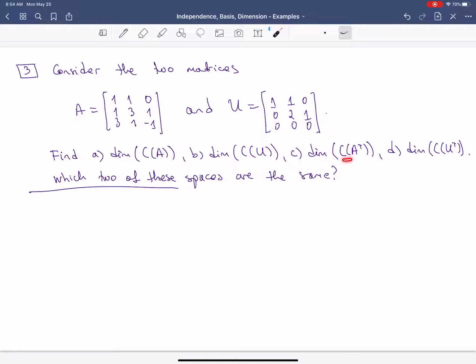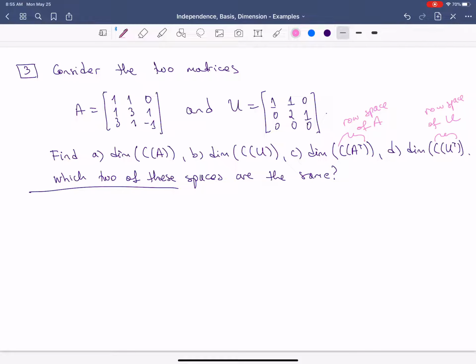Now, what about this C of A transpose? So the column space of the transpose of A. This is also referred to as the row space because you see, if I were to transpose the matrix A, its rows become columns of A transpose. So the column space of the transpose really describes the row space of the matrix A. So this is the row space of A. And similarly, this is the row space of U.